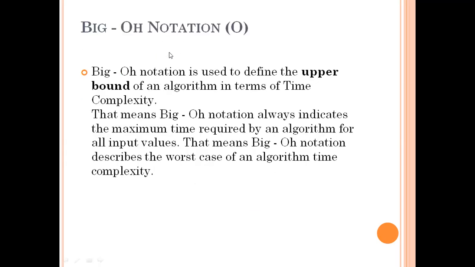Then first notation is the big O notation. Big O notation is used to define the upper bound of an algorithm in terms of time complexity. That means big O notation always indicates the maximum time required by an algorithm for all input values. That means big O notation describes the worst case of an algorithm time complexity. बिग ओ नोटेशन ये कब use होगा कि जब आपको प्रोग्राम execute करने के लिए maximum time लग रहा है, मतलब worst case में जा रहा है आपका प्रोग्राम, तो वहां पे big O notation use होगा.